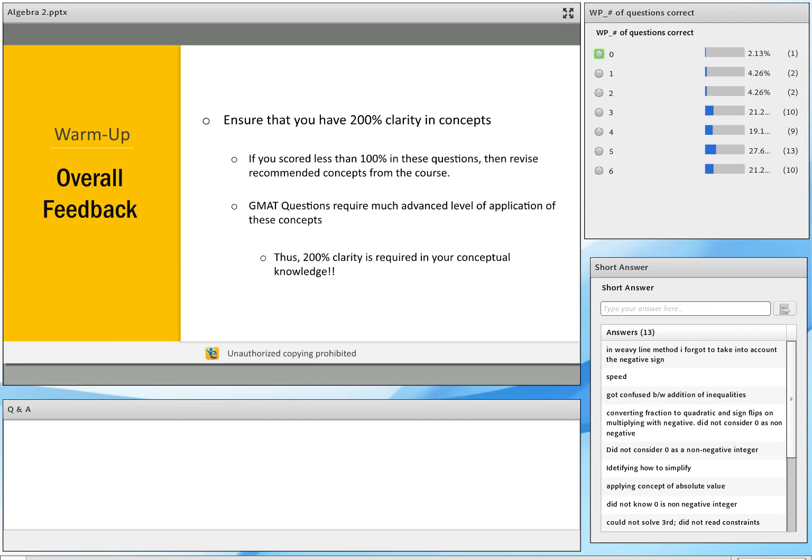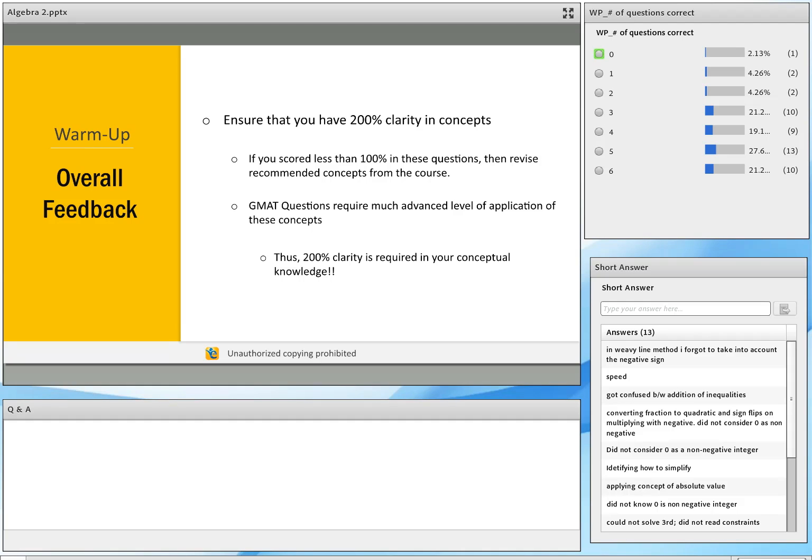Okay, so you need to bridge, you need to build your conceptual understanding of how you solve quadratic inequalities. Applying the concept of absolute value, again, this question was a very basic application. If you were not able to solve the absolute value inequality question correctly, question number 6, then you need to write that down under conceptual gap, because you need to build your conceptual understanding of how you solve absolute value inequalities.